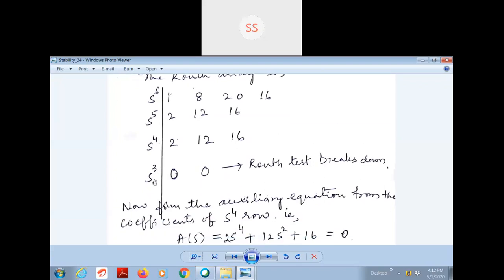Now go on calculating the s to the power of 3 row. Now this is a problem. A problem is going to occur here when you calculate the s to the power of 3 row. So 2 into 12 minus 2 into 12. Immediately this value becomes 0. You can imagine these as C1, C2. The C1 value is 0. Then we will check this, because this may come as a non-zero value also. So whether it is 0 or non-zero, that should be verified first.